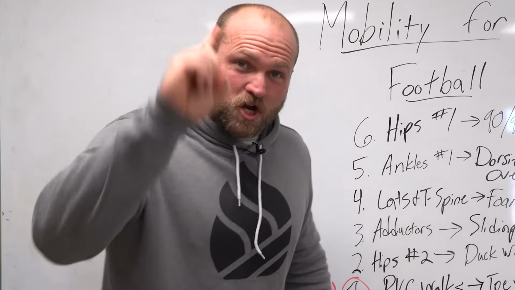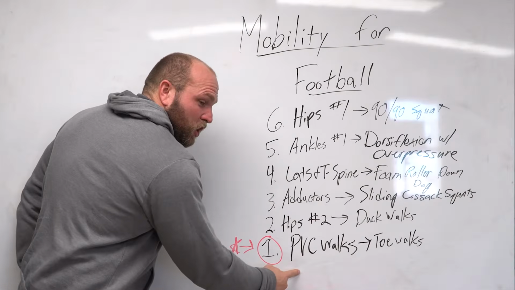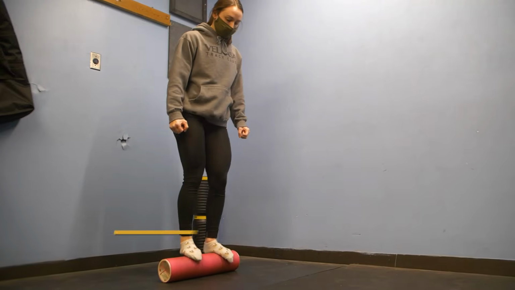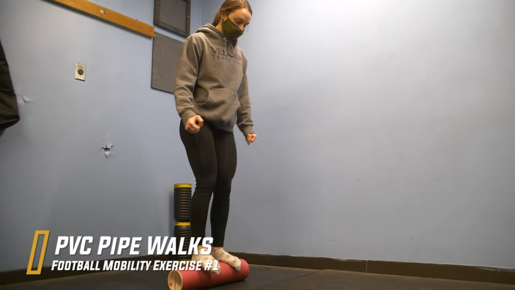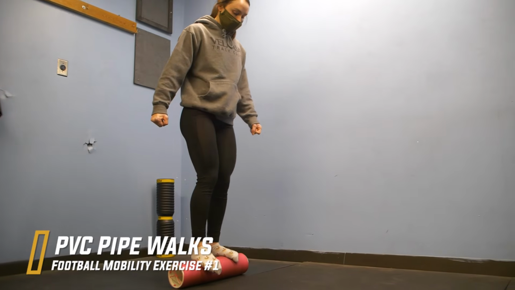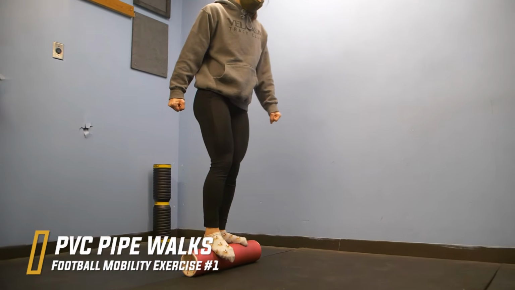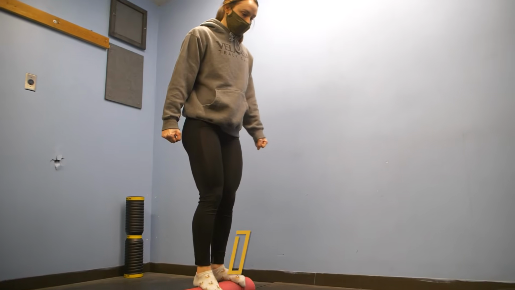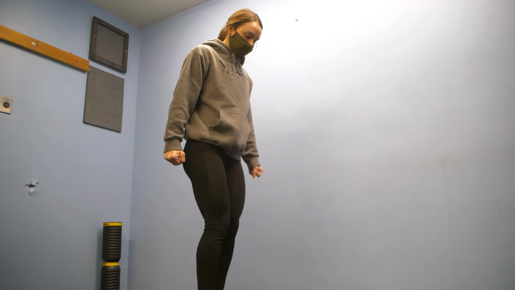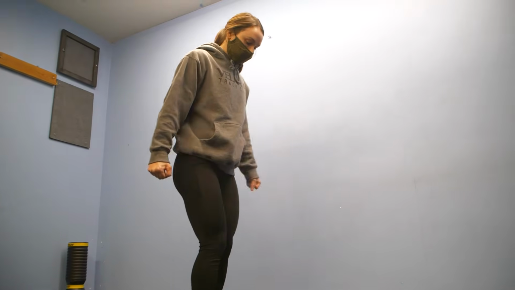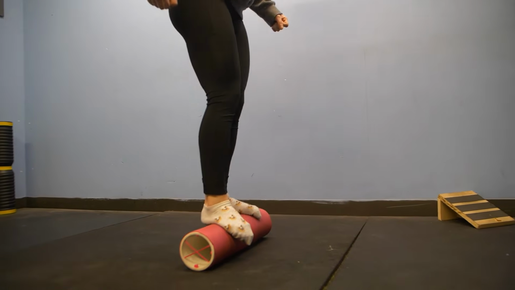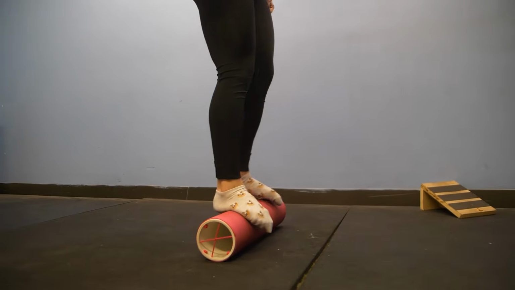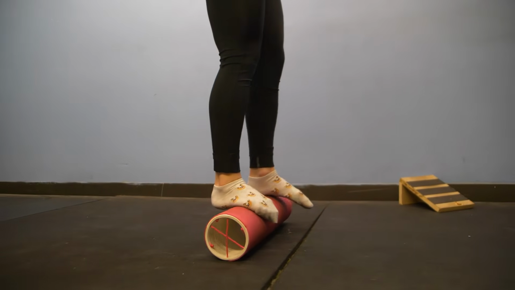Now, coming in at that number 1 spot, this is gonna be all for ankles. Again, PVC pipe walks. This is something that's gonna help with the way your knee is tracking. It can improve your dorsiflexion in your ankles. It can improve your plantar flexion. It can improve the activity of your toes. And when all these things start to operate at a higher level, now you get more neurological feedback and you're more aware of what's going on. Your proprioception starts to improve.